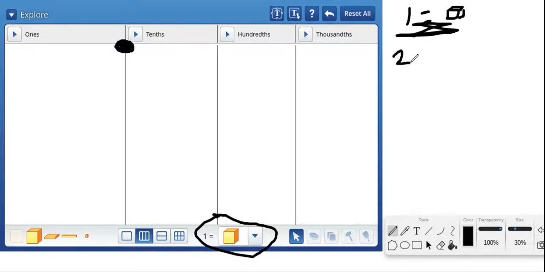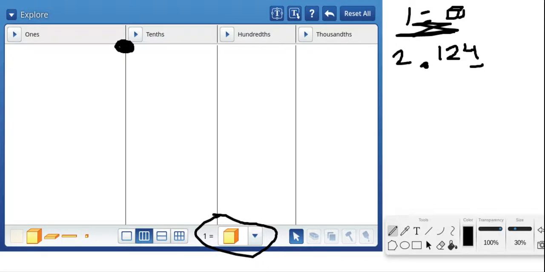So 2 and 124 thousandths. Okay, so whenever we get past the tenths and the hundredths, we're going to say 124 thousandths. I'll do another example that just goes to the hundredths and another example that just goes to the tenths, so we can get some practice saying these.